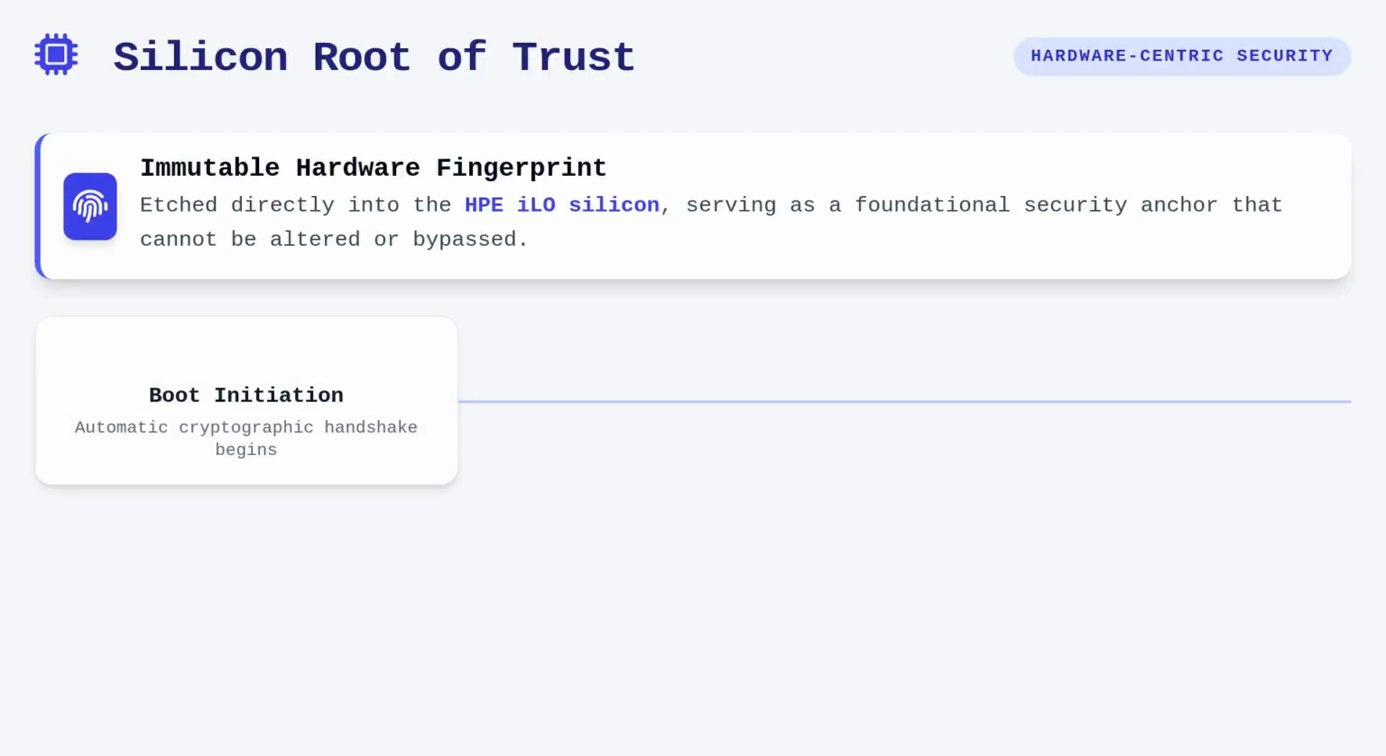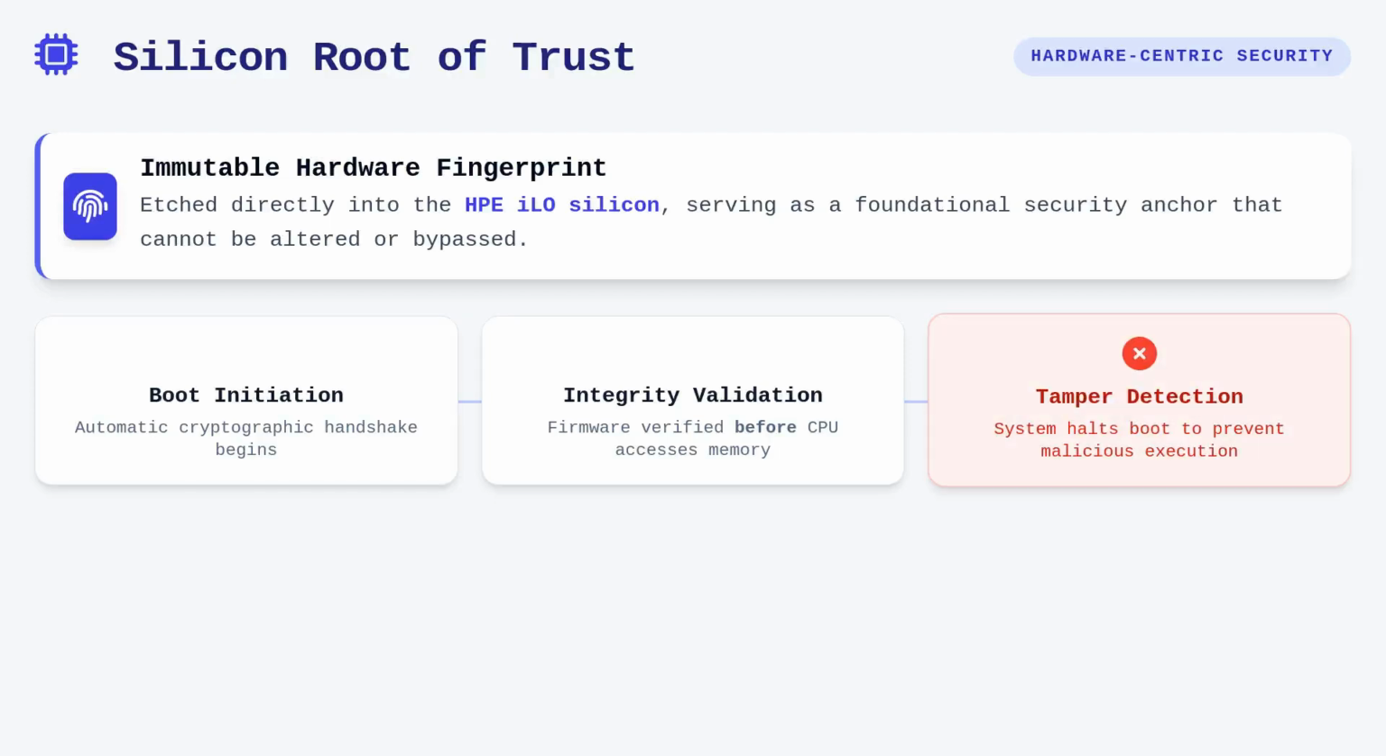When you initiate a server boot, the silicon automatically initiates a cryptographic handshake that verifies the immutable code stored within the chip itself. If the firmware is found to be compromised or tampered with, the system gracefully halts the boot process, effectively preventing the execution of malicious code at the most privileged layer of the hardware stack.